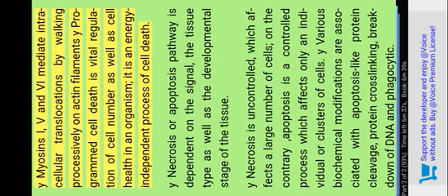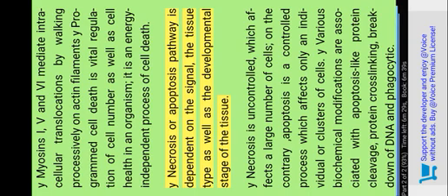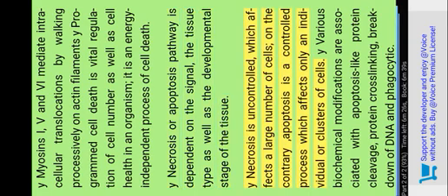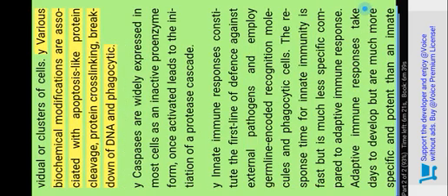Why programmed cell death is vital for regulation of cell number as well as cell health in an organism. It is an energy-dependent process of cell death. Why the necrosis or apoptosis pathway depends on the signal, the tissue type, as well as the developmental stage of the tissue. Why necrosis is uncontrolled, which affects a large number of cells. On the contrary, apoptosis is a controlled process which affects only an individual or clusters of cells. Why various biochemical modifications are associated with apoptosis, like protein cleavage, protein cross-linking, breakdown of DNA, and phagocytic recognition.